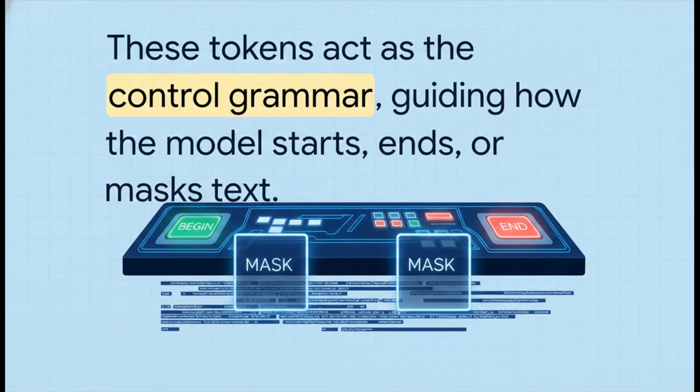Then we have special tokens. If the standard vocabulary is the alphabet, these special tokens are the grammar of control. Acting as the symbol table, they absolutely dictate the structural flow. Honestly, without these, the model would just be lost in an endless loop of text. They tell the model exactly when to begin, when to end, or when to mask specific pieces of text.